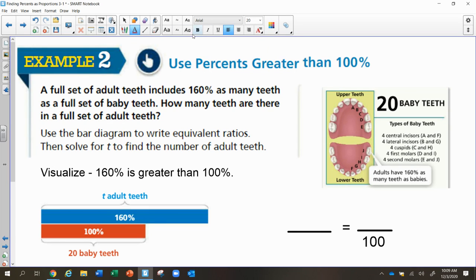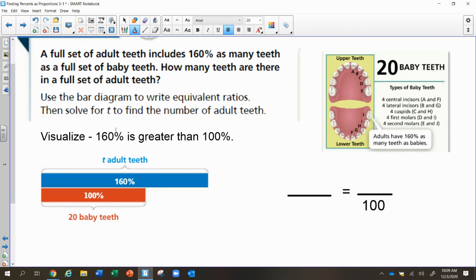Let's try another one. Many people get confused and think that 100% is the highest you can go. That's not true. You can have above 100%. A lot of people get confused on how to write it, but a percent is always a fraction out of 100. It doesn't matter how big it is. If it's bigger than 100, it's still out of 100. So this says a full set of adult teeth includes 160% as many teeth, which is bigger than 100, as a full set of baby teeth. How many teeth are there in a full set of adult teeth?